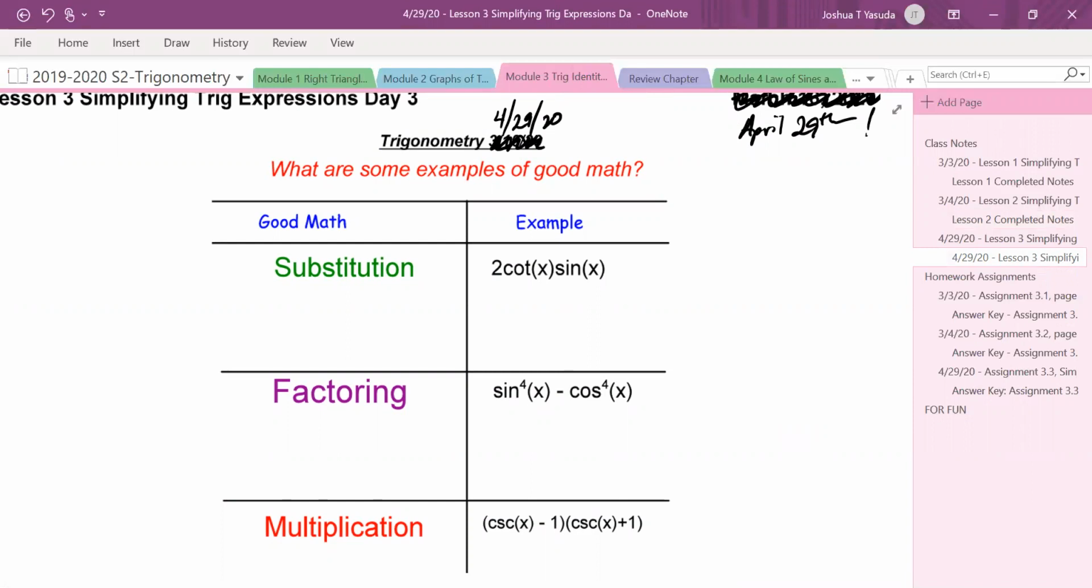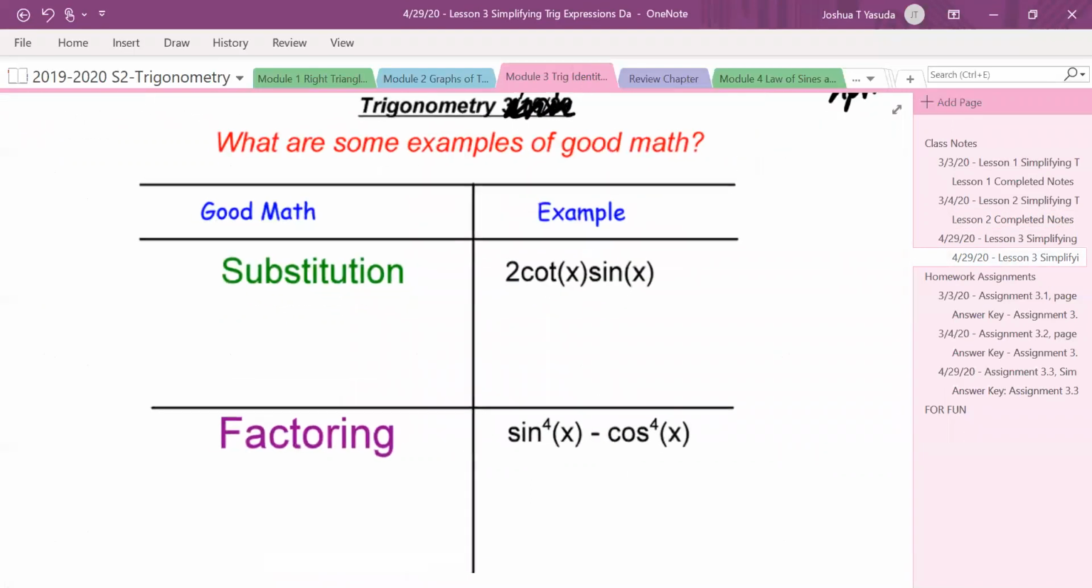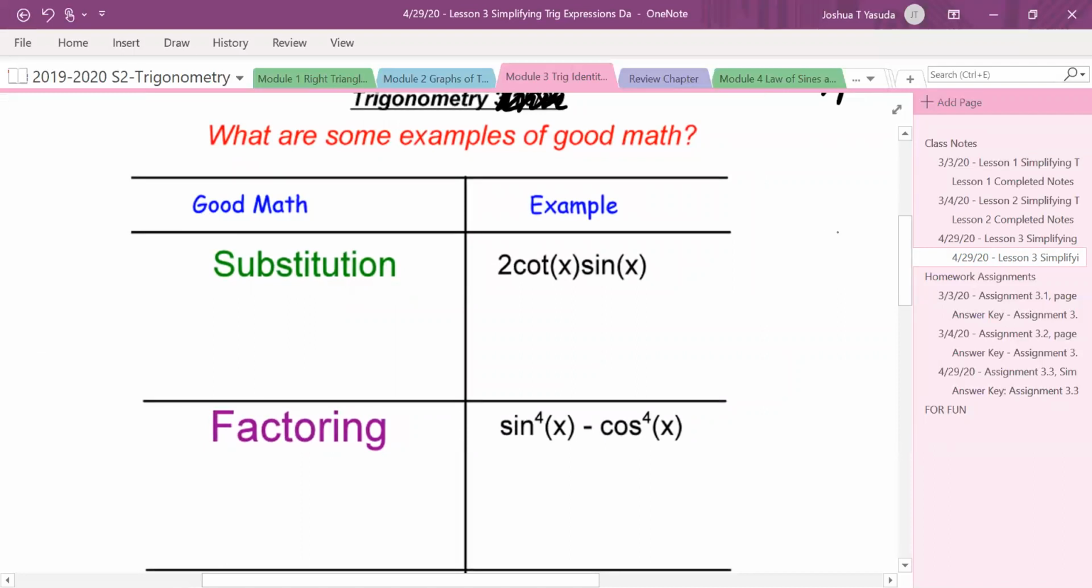Okay. So when you're simplifying a trig expression, you're given this expression and you're just trying to make it simpler. One of the most common ways to simplify a trig expression is through substitution. So you look at the expression and say, what's happening here? So you've got 2 times the cotangent of x times the sine of x, right? So you have 3 things being multiplied. And what I want to do is substitute in something for one thing, or maybe all the things, that will then allow me to do simplification. Maybe things will cancel out, right?